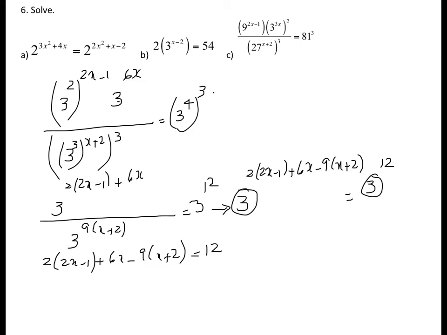Now, if you distribute 2 inside and negative 9 inside, and you simplify, then you are going to get x is equal to 32.